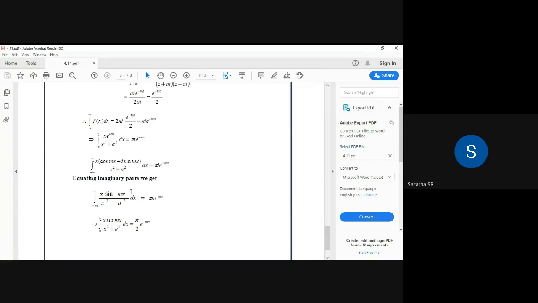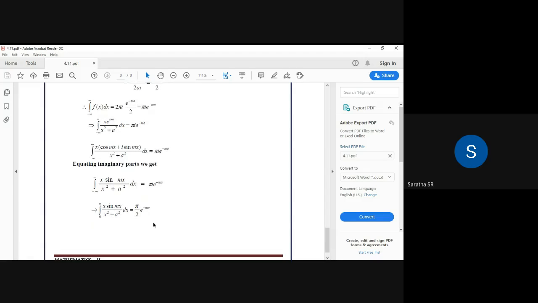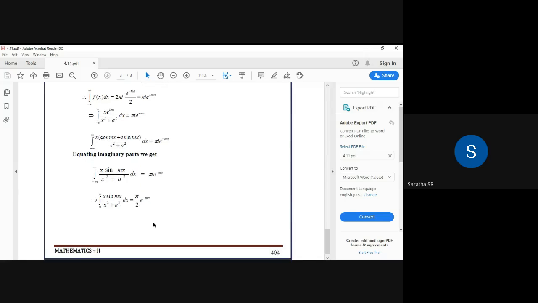So if you have an even function, we can write this limit as 2 times the integral from 0 to infinity of x sin mx over x square plus a square dx. That 2 will be coming this side. So we got pi by 2 e power minus ma. That's it. So if you have a doubt, please ask.